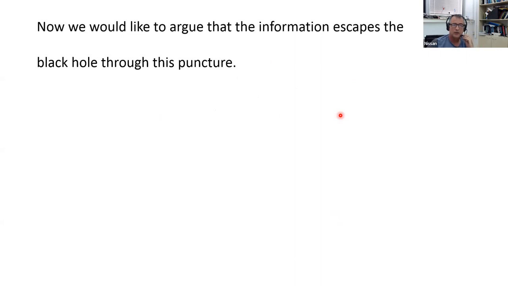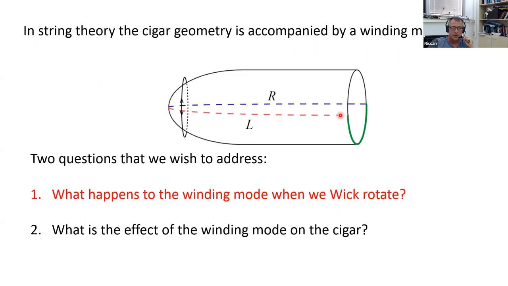So now I would like to argue that if I go back to the Lorentzian black hole, the information escapes the black hole through this puncture in the Euclidean solution. So it takes us back to the questions that we started with. You remember maybe at the beginning we had two questions. I talked about this one. And now I would like to talk about the other question: what happens to the winding mode when we Wick rotate to the Lorentzian black hole?